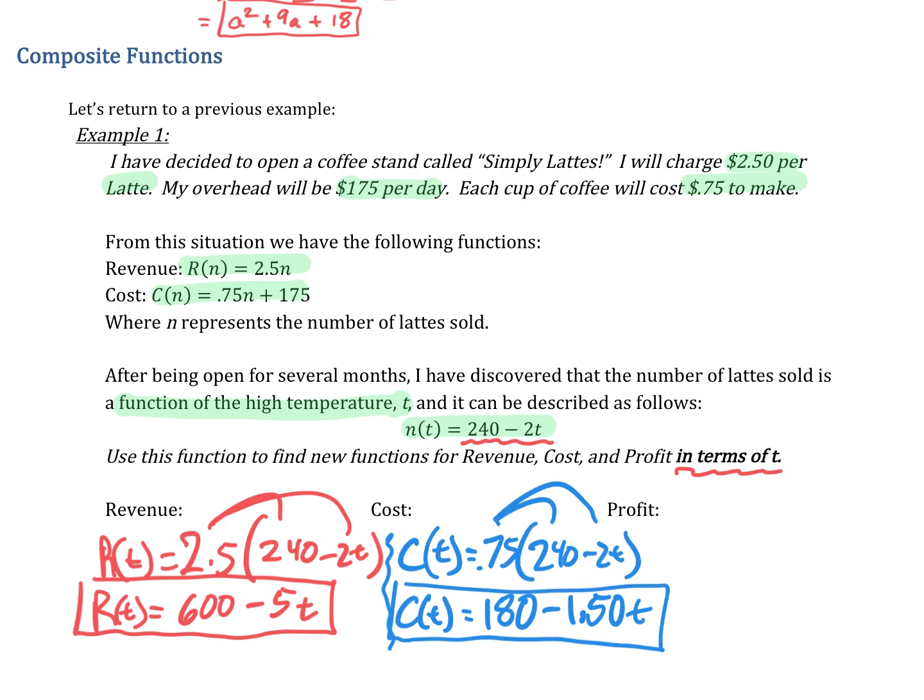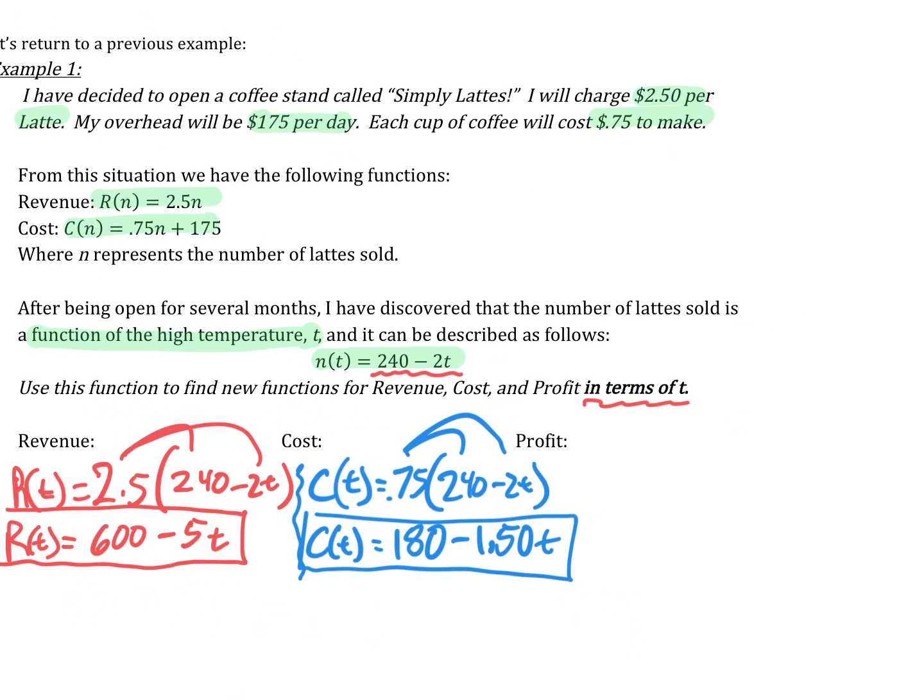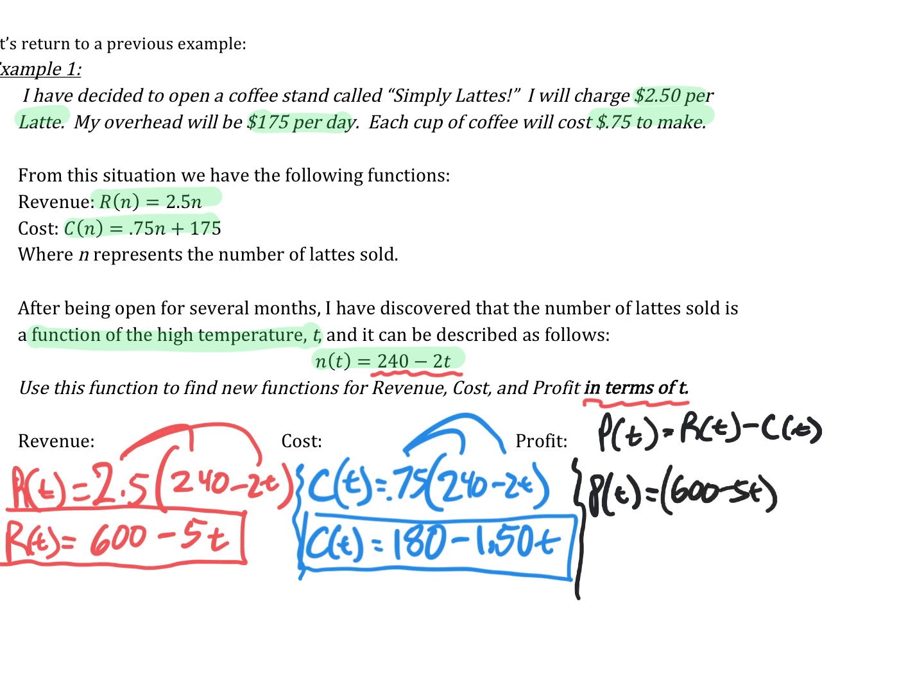All right. So now profit. Know that profit is going to be revenue minus the cost. All right. So profit is going to be my revenue minus my cost. So to get our profit function, we'll just put those two things together. So our revenue is 600 minus 5T minus 180. Let's put this in parentheses, 1.5T.